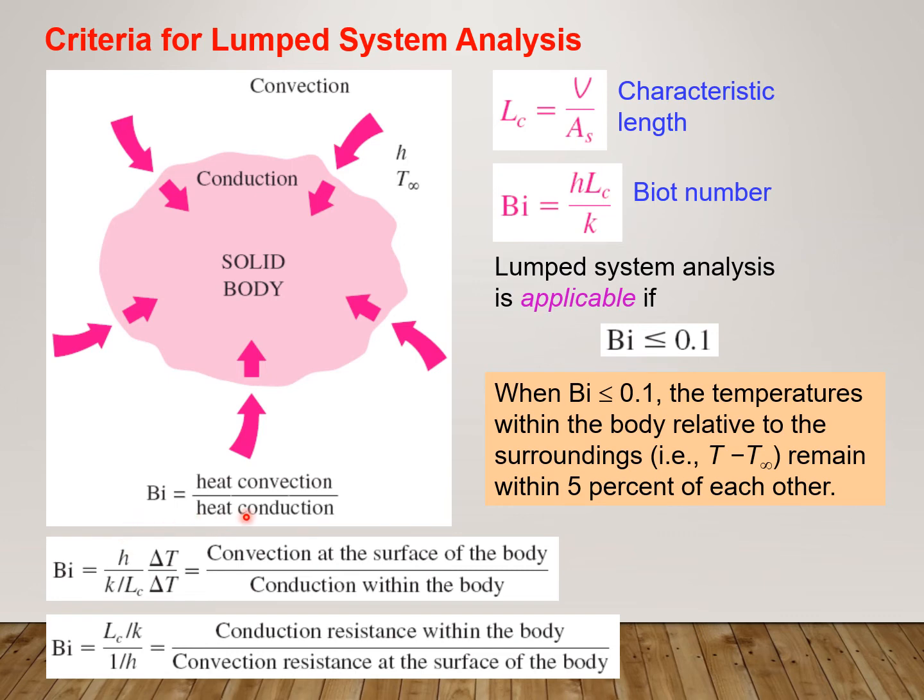But what is Biot number? Biot number is heat convection upon heat conduction. This is a dimensionless quantity because both the units cancel each other. It is the heat convection from the surroundings to the heat conduction within the body. So this can be written as Bi is equal to h upon k upon LC, that is, convection at the surface of the body and conduction within the body. So Bi is equal to h LC upon k, which is equal to the conduction resistance within the body upon the convection resistance at the surface of the body.